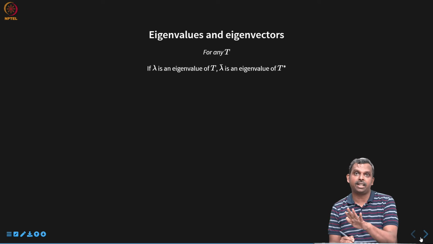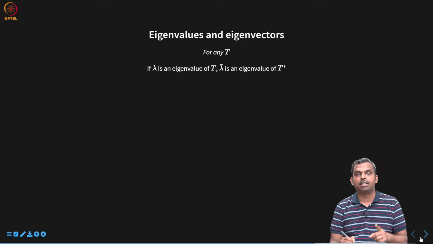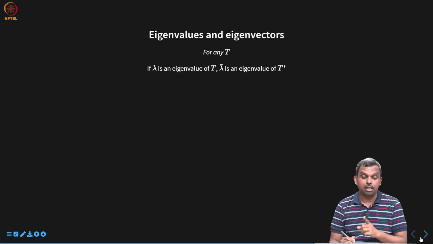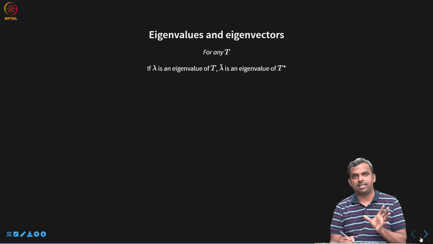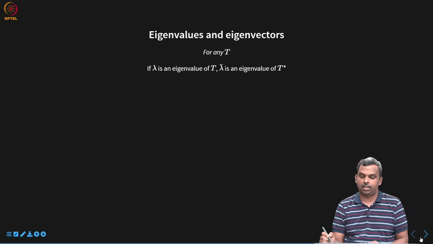T and T star are identical if self-adjoint. But in general for any operator T, we already showed that if T has an eigenvalue lambda, T star will have a corresponding eigenvalue lambda bar. But we do not know anything about the eigenvectors, right? So we know that the eigenvalues will have this property, but we do not know anything about eigenvectors. It turns out for normal operators, you can say something about eigenvectors of T star as well.